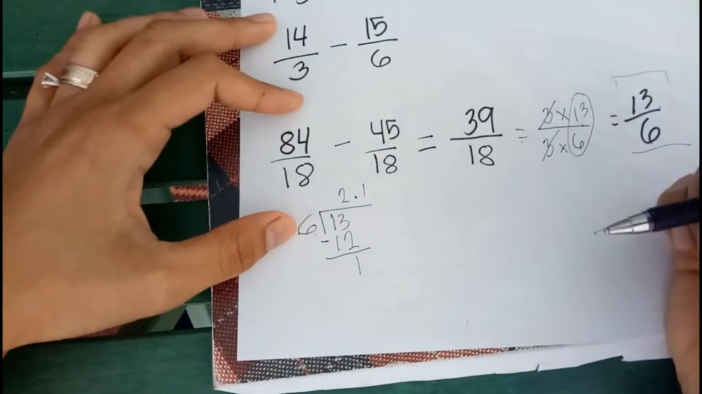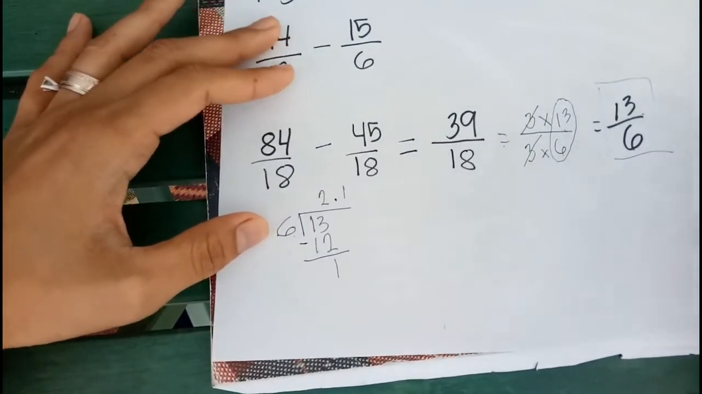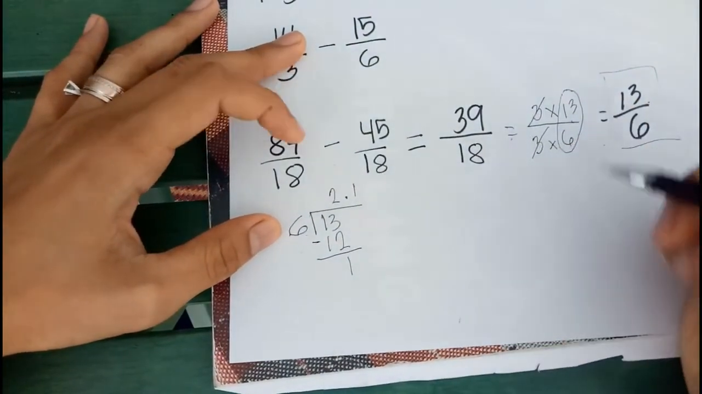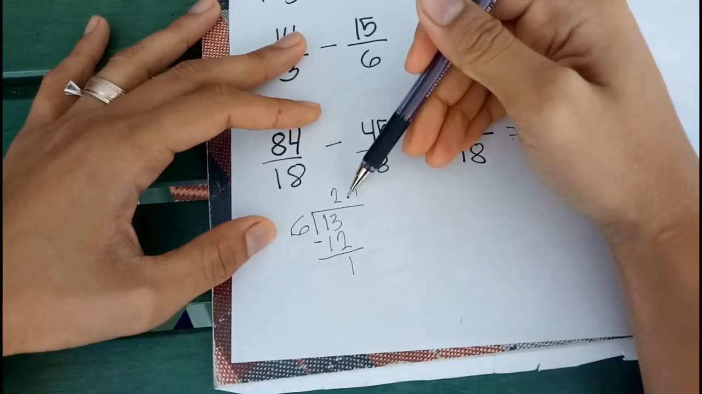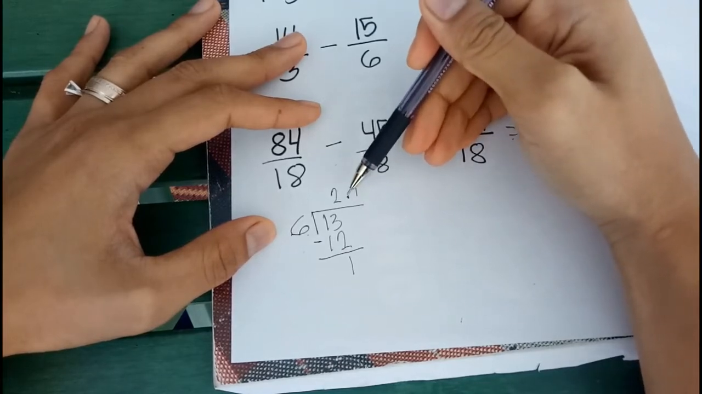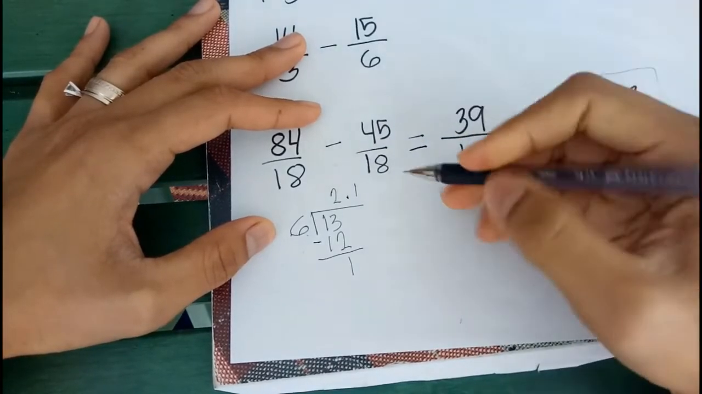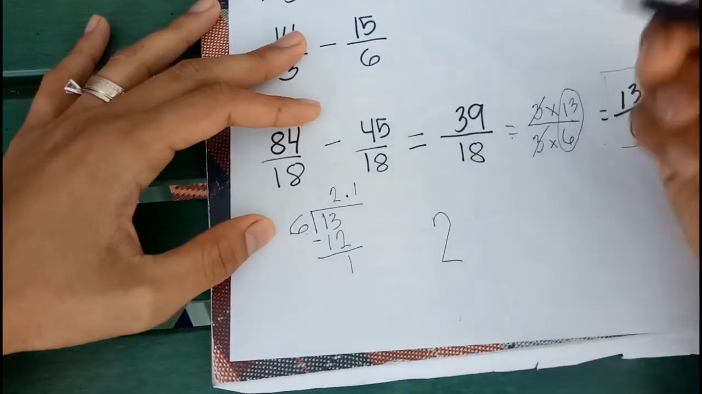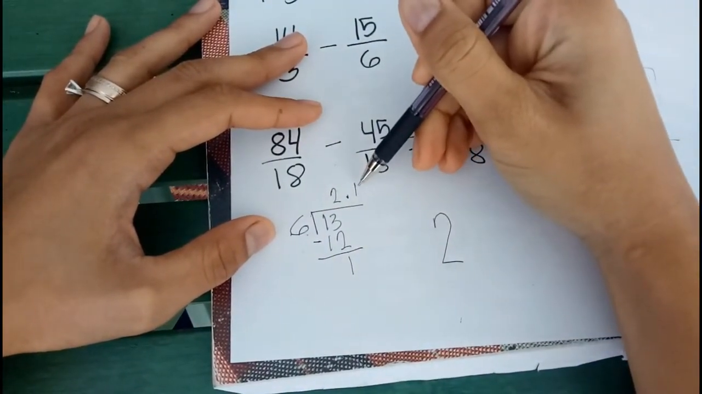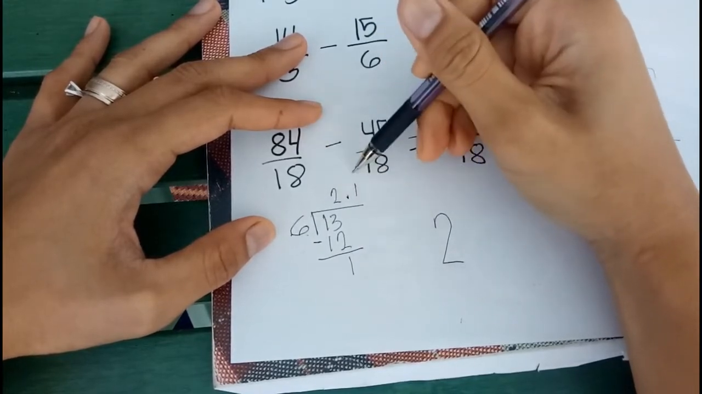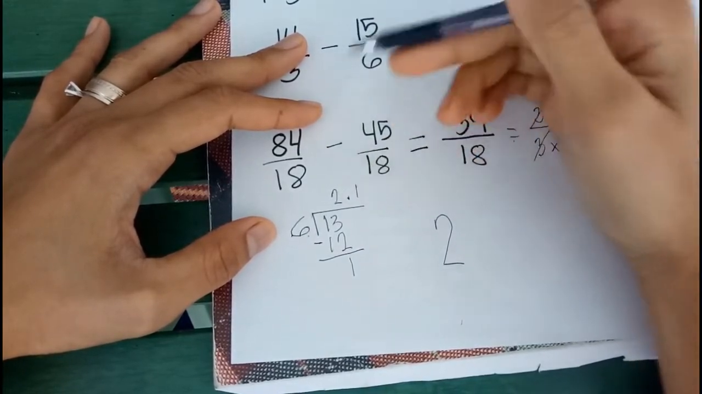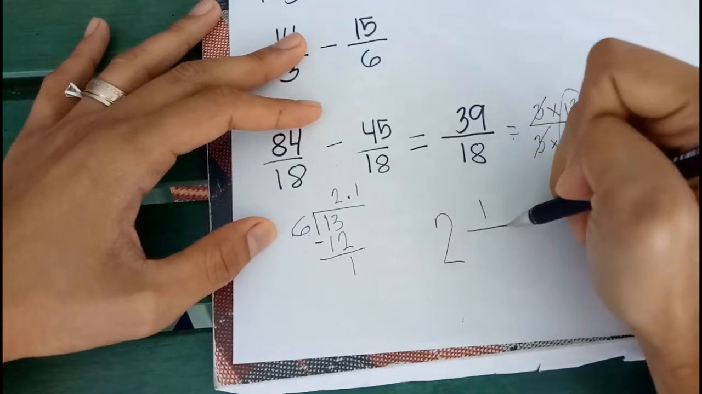So the final answer for that is the whole number, again, is the number on the left side of the decimal point. And on this we have 2. So 2 will be our whole number. And the number on the right side will be our numerator. And on this answer we have 1. So 1 will be our numerator.